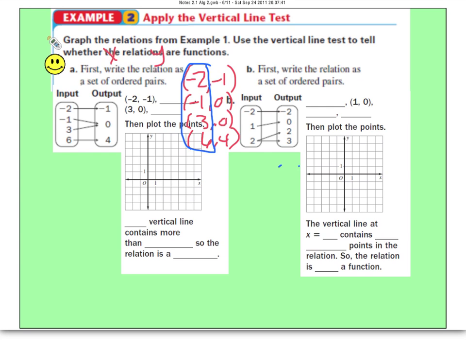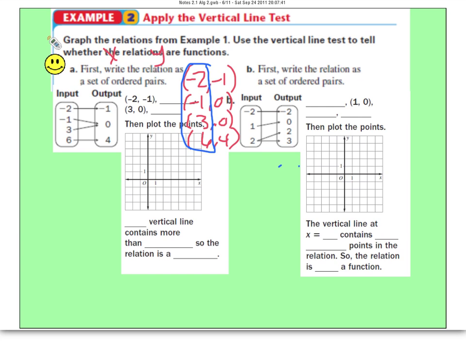So if I was given this mapping, the first thing I would probably do is write the ordered pairs. I would plot the ordered pairs and see if it passes the vertical line test. So they've already started. We have -2 and 1. The next one is -1, 0, 3, 0, and then 6, 4. If you plot those points, remember this is an x and that's a y. This is the x-axis. It goes left and right. The y goes up and down.